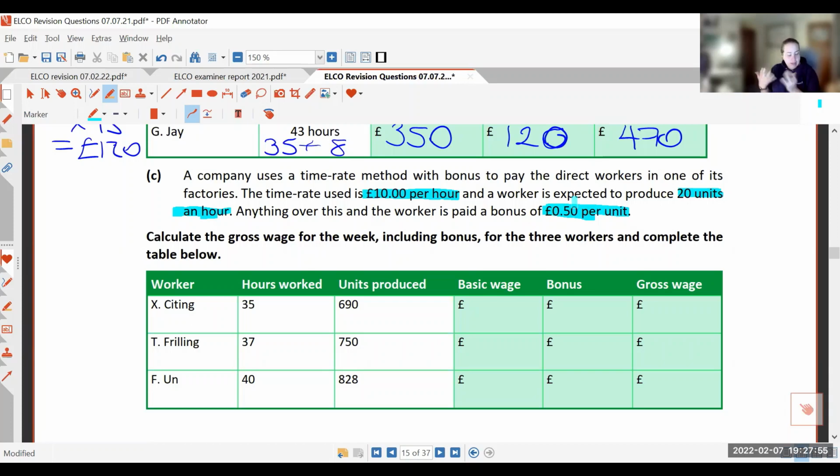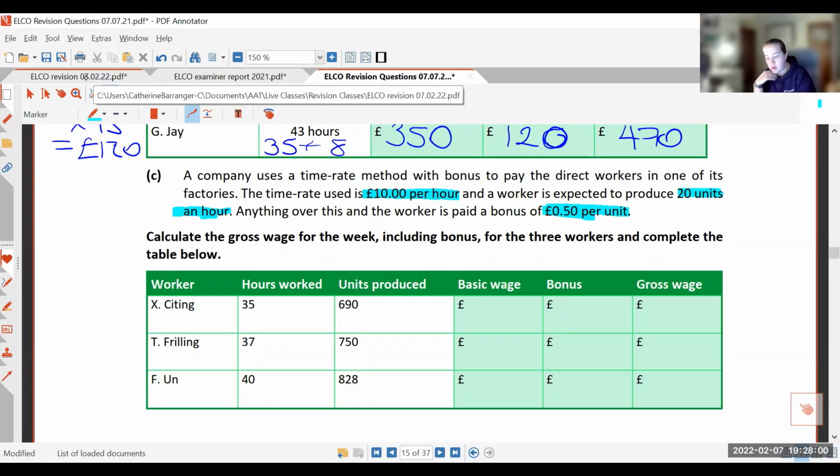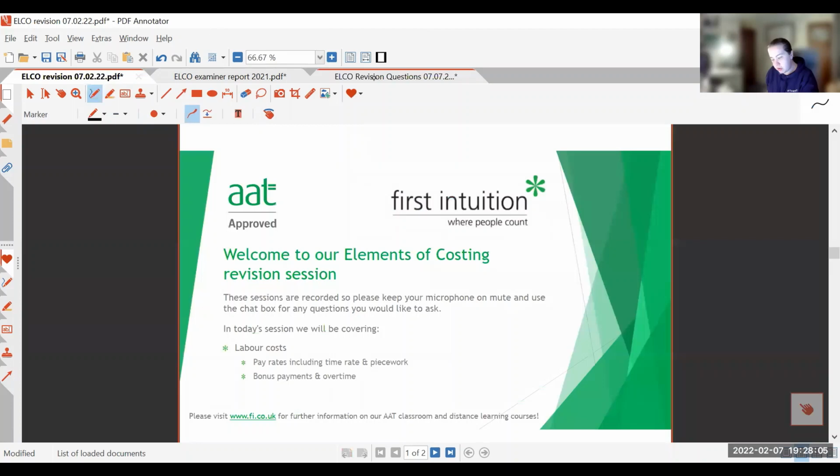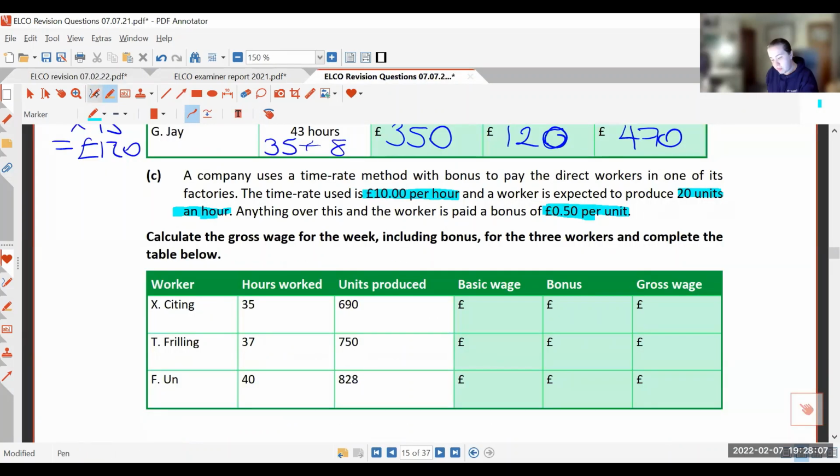That's something else that can trip students up, that they will do a bonus on all of it. Not this one, I'm trying to get over to the pen. Okay, so we've got our first worker, which is exciting. Some good names here. They've worked 35 hours and they've produced 690 units. I'm just going to use this units produced cell, so you can see.